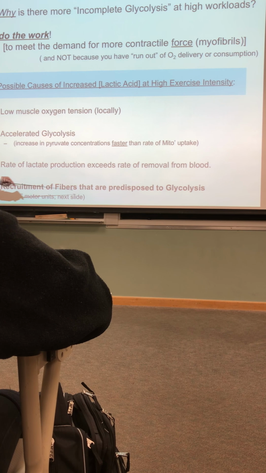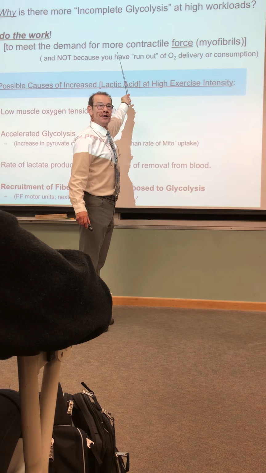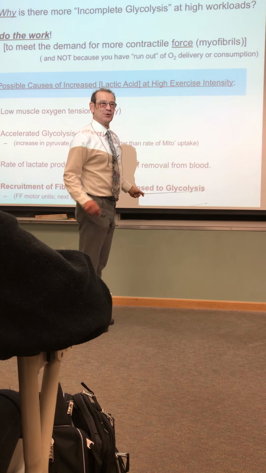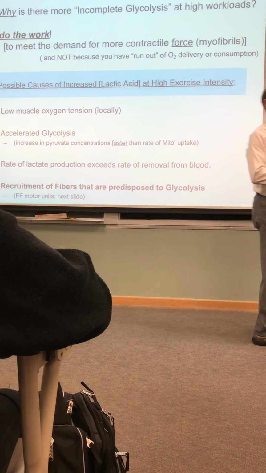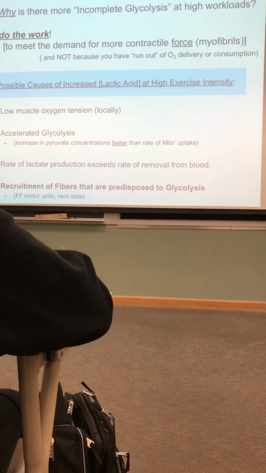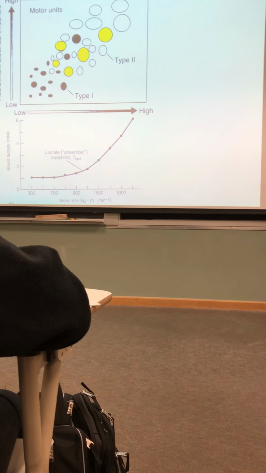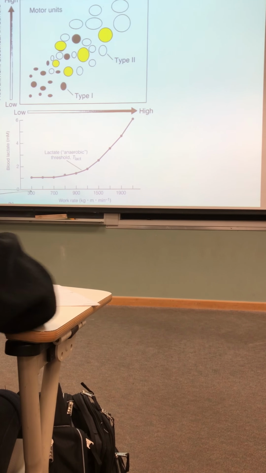You recruit fibers because you need to do more work. Well, if I need to do more work, I need more sarcomeres. Go get me some more sarcomeres. Those are sarcomeres to make force. So you go get sarcomeres that make more force, and it happens the only ones that are left are type 2X, and therefore you make lactate. Is that okay? So here's a picture of a lactate curve against progressive work.